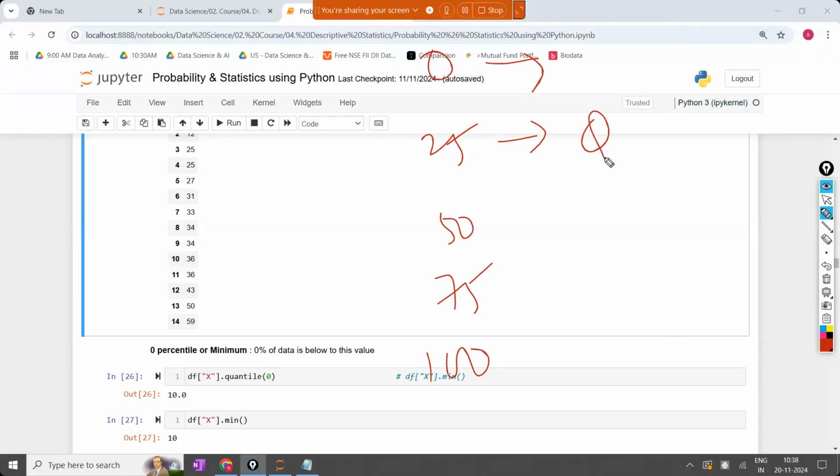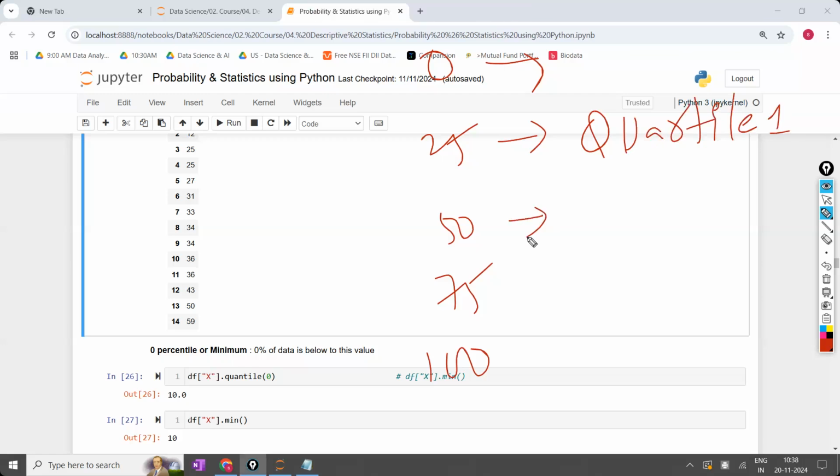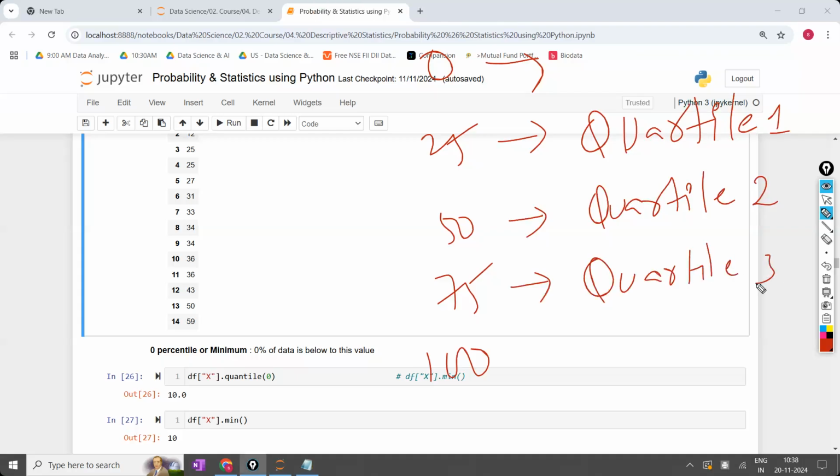25 percentile is called Q1, quartile 1. Quartile 1 means it gives the 25% of the data. 50 means quartile 2, which means it gives the 50% of the data. 75 means quartile 3. For 0 and for 100, there are no names. Okay. So quartile means 1 by 4th. It gives the 1 by 4th of the data.